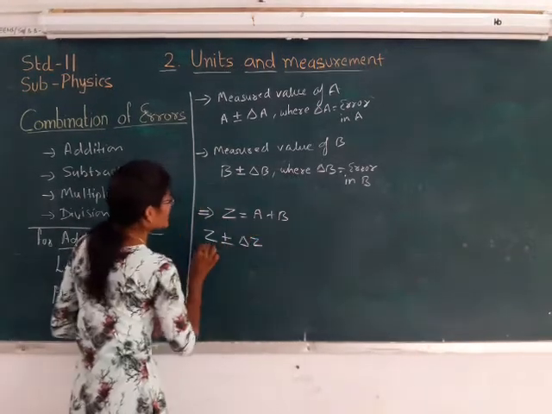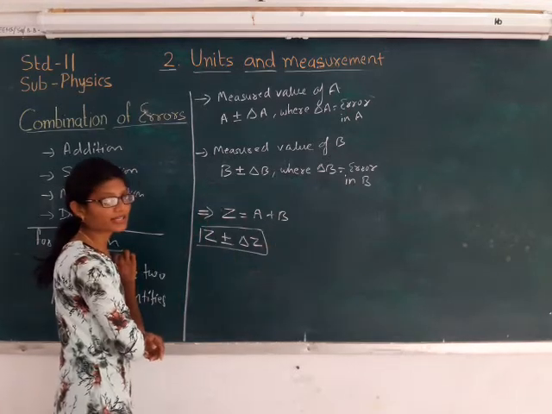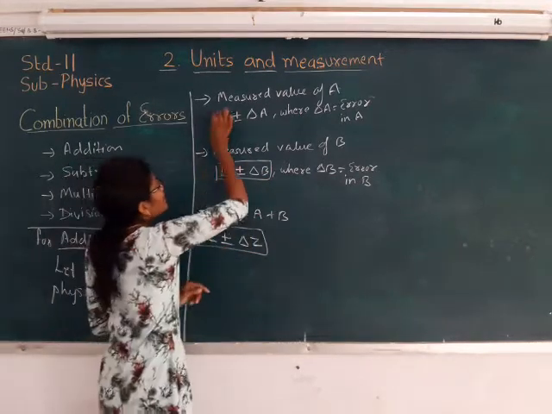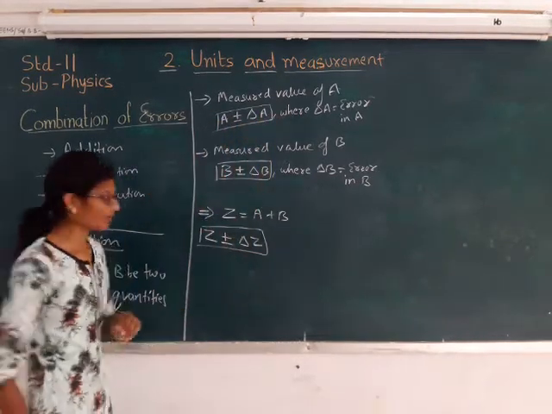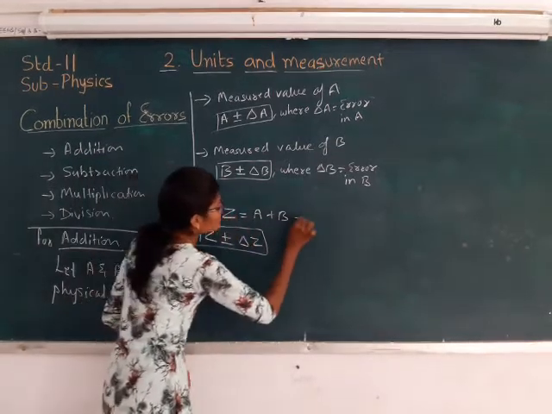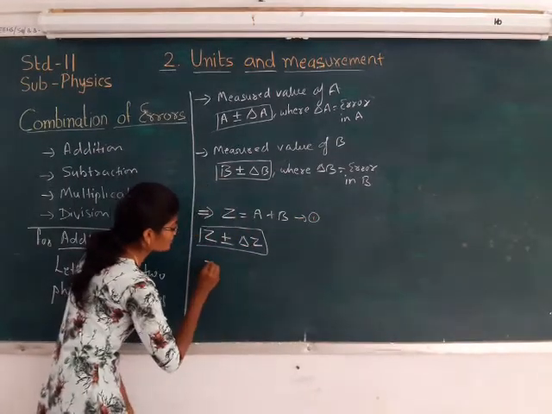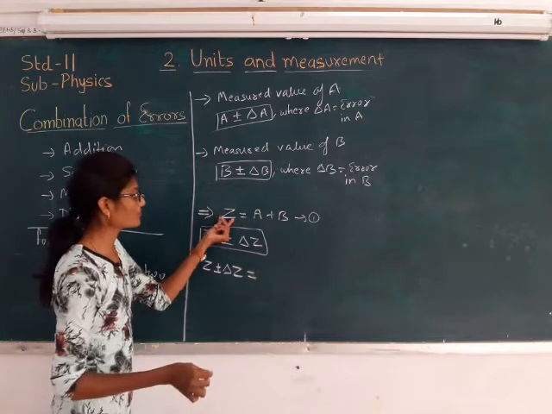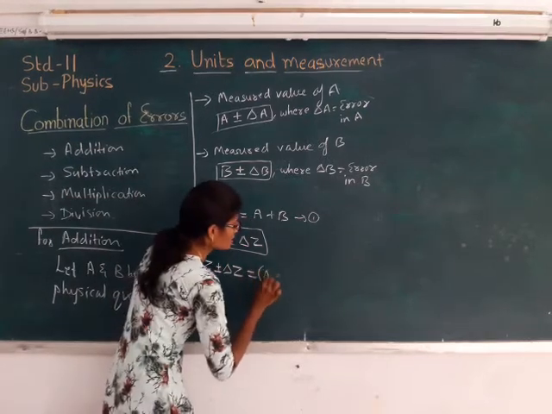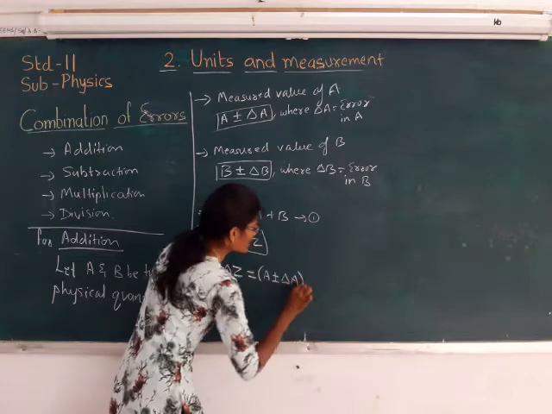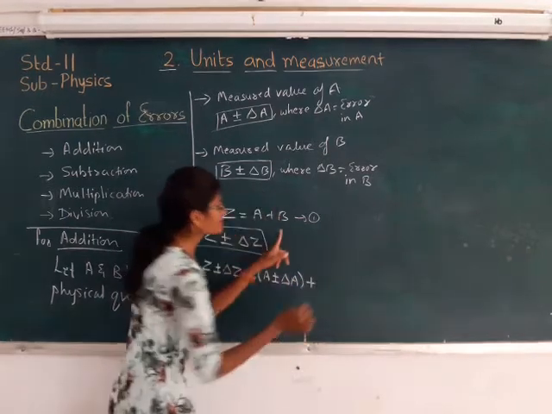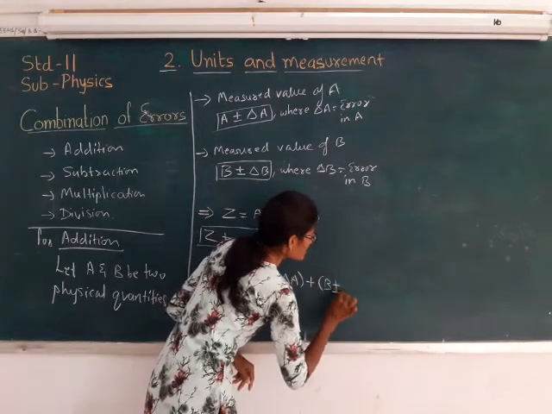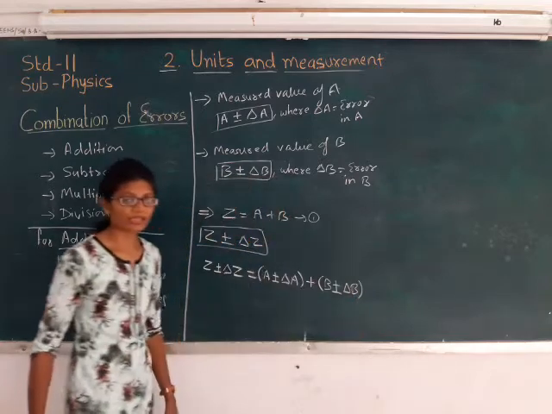So how can this be written? Now see, we are having Z plus minus delta Z to represent Z, B plus minus delta B to represent B, and A plus minus delta A to represent A, right? So these equations can be written as Z plus minus delta Z equals A plus minus delta A, then plus sign, then B is represented as B plus minus delta B.